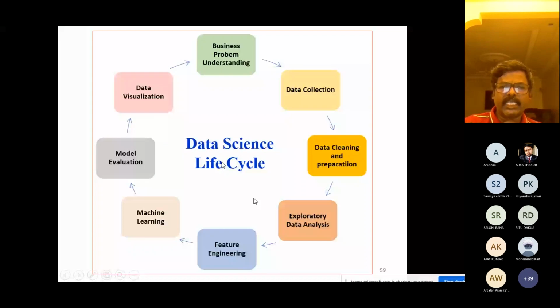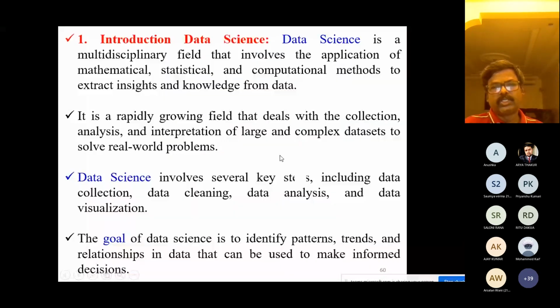Then what about a data science life cycle? First, we are framing the problem, business problem understanding. Then data collection through various data collection tools, data cleansing and preparation, exploratory data analysis, feature engineering, machine learning, model evaluation, data visualization. So that's why data science is a multidisciplinary field. It involves several key steps, including data collection, data cleansing, data analysis, and data visualization.